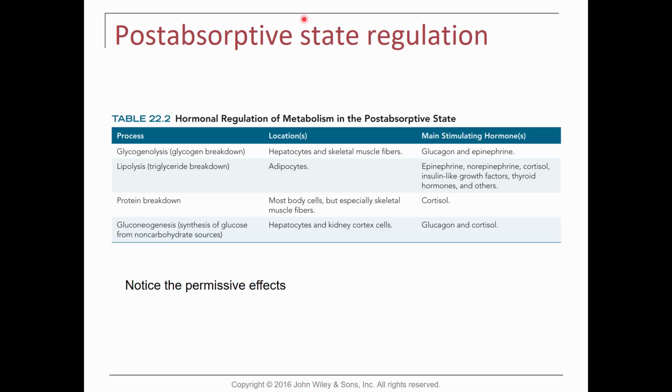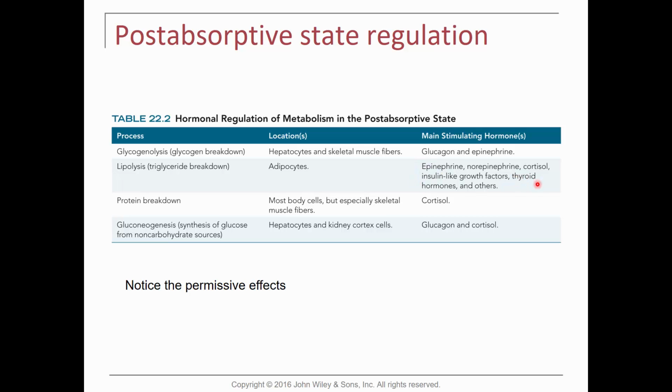So post-absorptive state regulation, you see breakdown of glycogen in hepatocytes and skeletal muscle brought around by glucagon. Epinephrine also does this as well. Lipolysis in adipocytes is broken down by epinephrine, norepinephrine, and then we have other substances, cortisol, insulin-like growth factors. Some of these are permissive effects, and likewise.